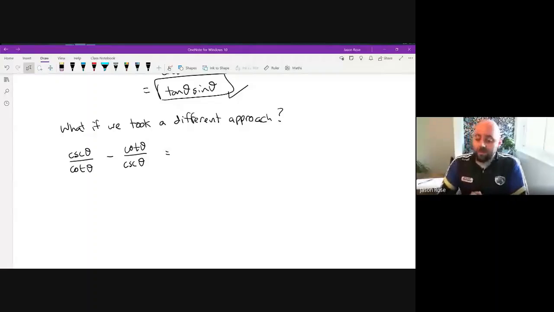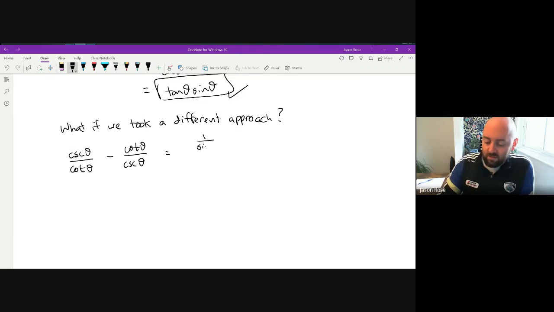Okay, so what if we took a different approach? A lot of people might say, I don't like cosecant and cotan, I want to use sines and cosines and see what happens. Now, I might not go full sine and cosine because I might kind of go sine, cosine, and tan because in the answer that I'm trying to get to, I do want to have a tan in my answer. So I think what some people might do is say cosecant is 1 over sine.